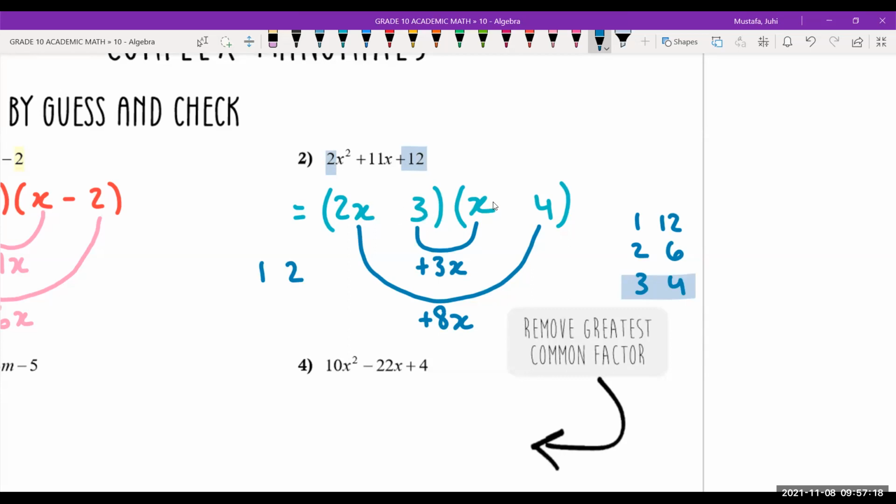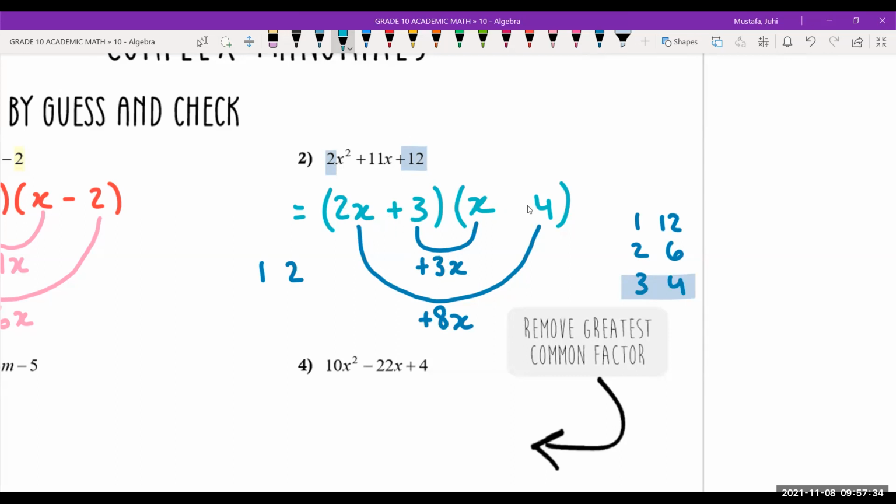How can I make 3 times x positive 3x? What sign can I put in front of the 3? Plus. And the general rule is when you're trying to figure out the sign, for the first double smiley, whatever sign you have here is what you're going to put over here.